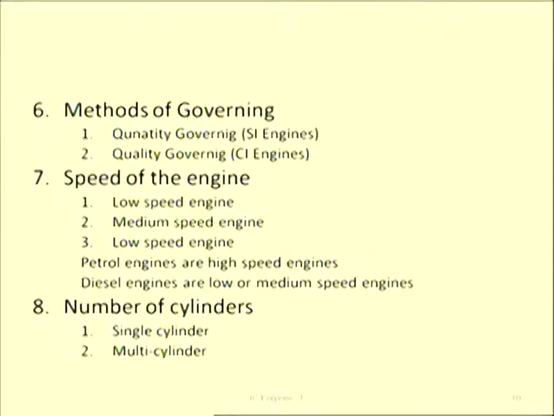The next classification is based on the method of governing. The first method is quantity governing, which is used in petrol engines or SI engines. The second is the quality governing system, which is used in diesel engines or compression ignition engines. Now let us understand what quantity governing and quality governing are. As you have already studied in school chemistry, any hydrocarbon fuel needs oxygen to burn. So when oxygen and hydrocarbon are in a proper mixture, the combustion process will take place.